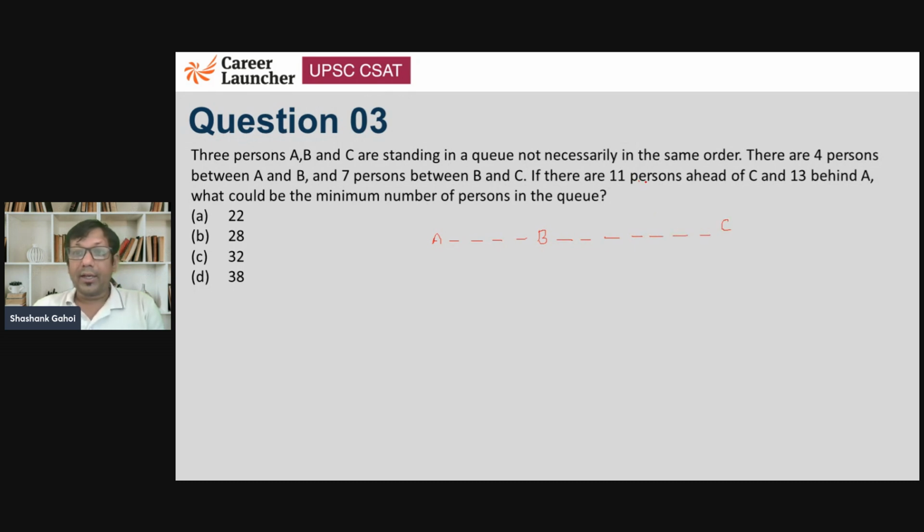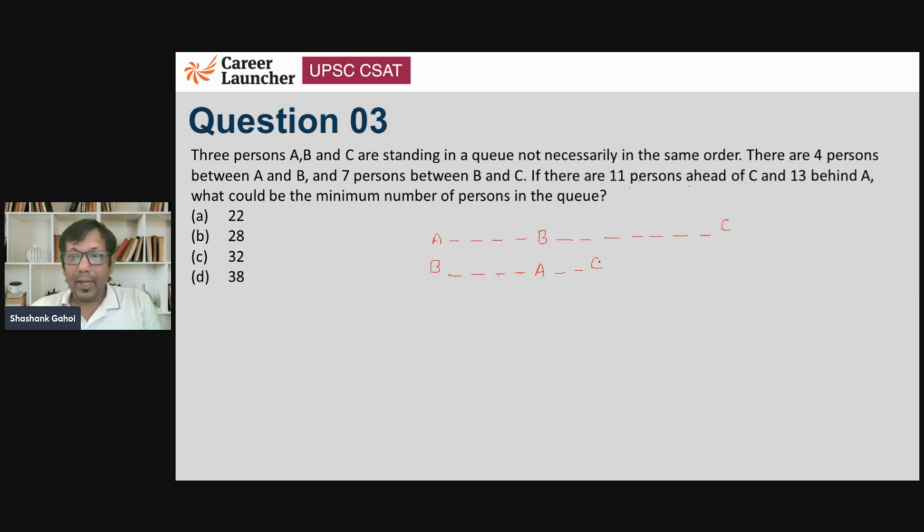Okay, if there are 11 people ahead of C and 13 people behind A, so basically from here to here, 13 people behind A is fine, but 11 people ahead of C doesn't look good, right? So basically the arrangement that we have thought of is kind of wrong. So what should be the arrangement? A should be here. Now it says between A and B, there are 4 people. So 1, 2, 3, 4. B sitting here. Between B and C, there are 7 people. So 1, 2, 3, 4, 5, 6, 7, and that is C.